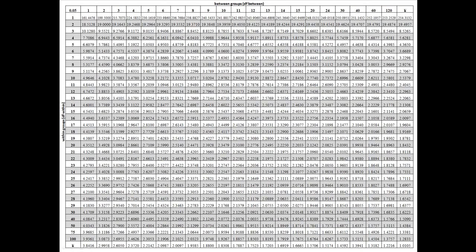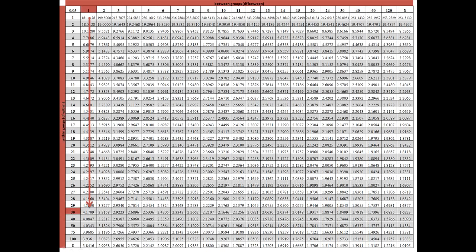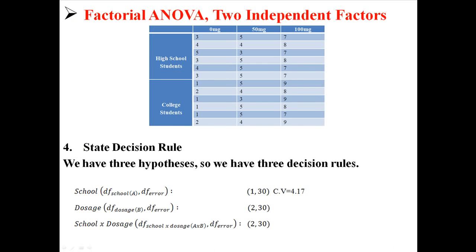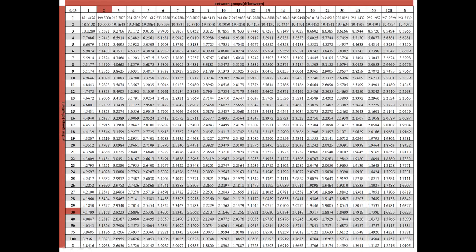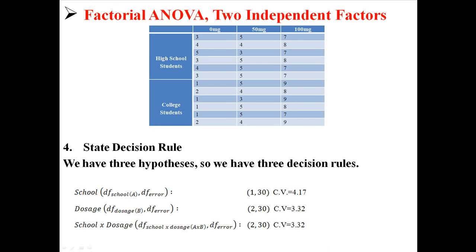So we're going to go to this big F table that we have, where we have between groups degrees of freedom on the top and within groups on the side. So we're going to look up our first critical value using 1 and 30. We get 4.17. So for that hypothesis, our critical value is going to be 4.17. Then we go back, we look up 2 and 30, we get 3.31. So we are going to have critical values of 3.32 for those 2 hypotheses.